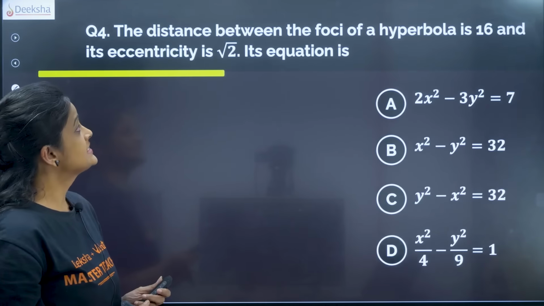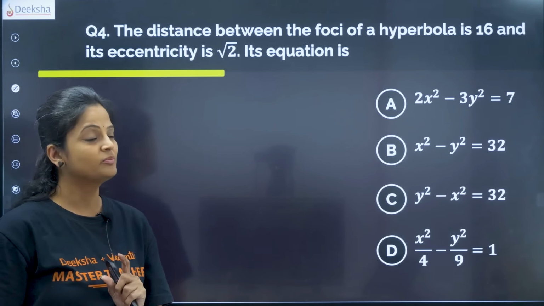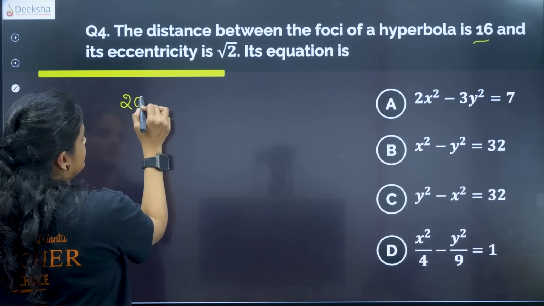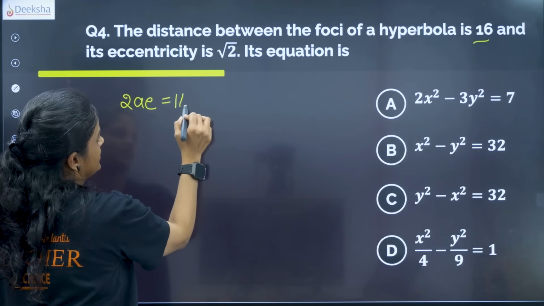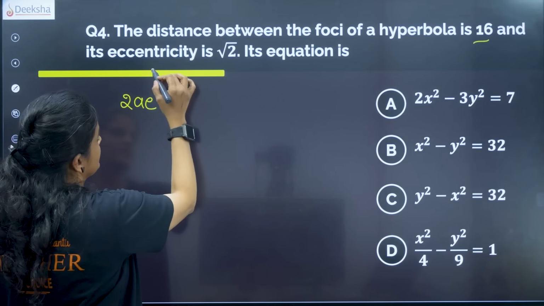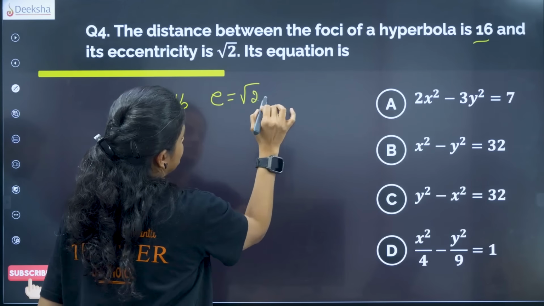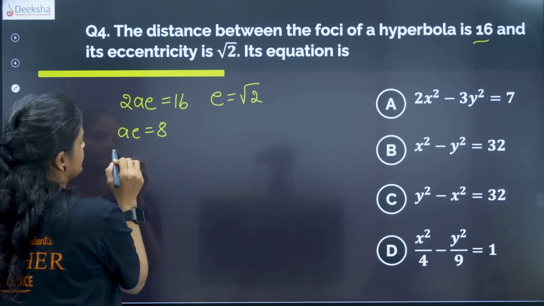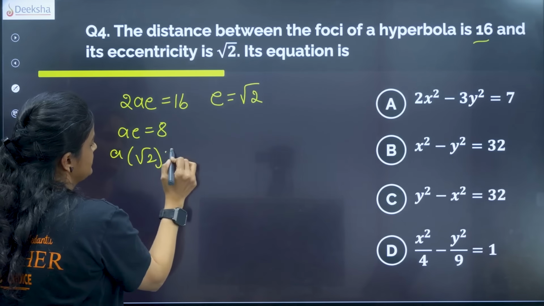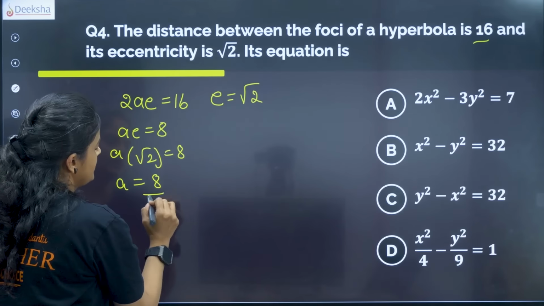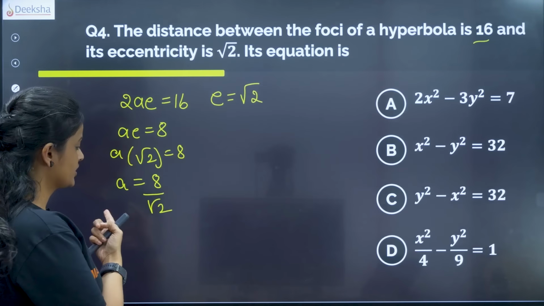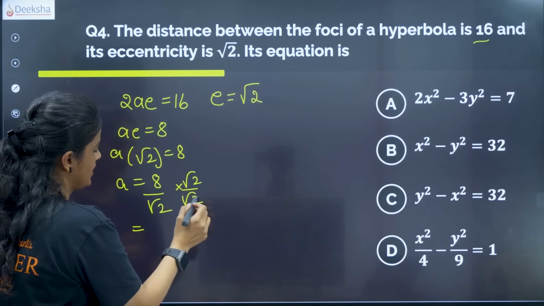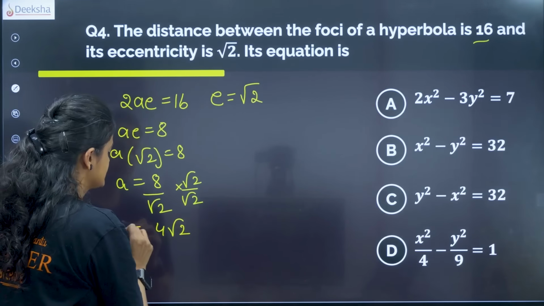Fourth question: the distance between the foci of a hyperbola is given as 16. What is the distance between the foci? 2AE. Don't forget all these formulas, okay? 2AE is equal to 16, given, and eccentricity is given as √2, right? Substitute that in this. AE is equal to 8. A into √2 is equal to 8. Simplify and get your A value. Is it looking good? No. I have to multiply by √2 and divide by √2. Then I have 2 here. 4√2, this is the A value.